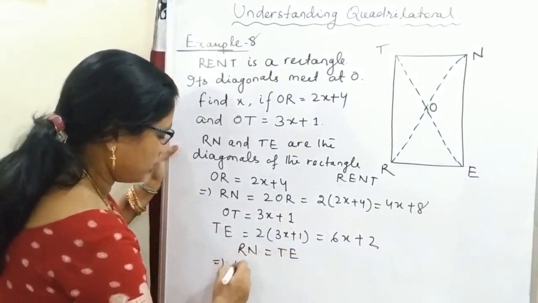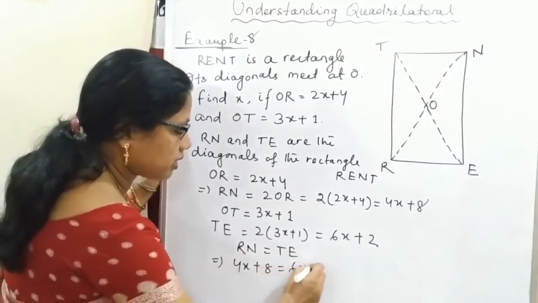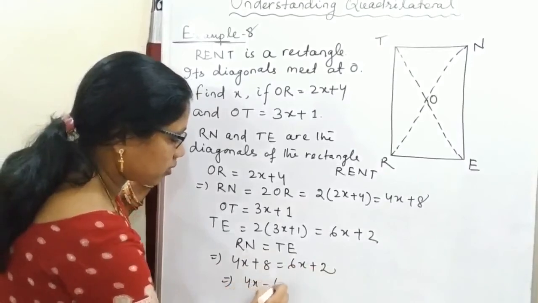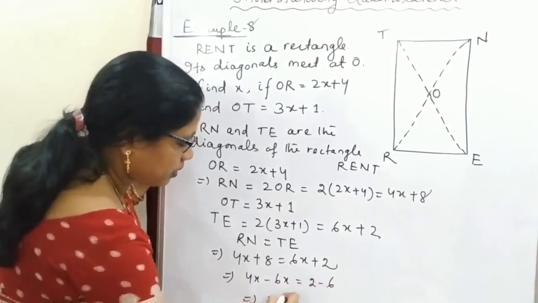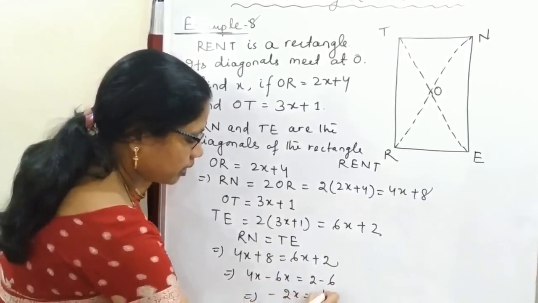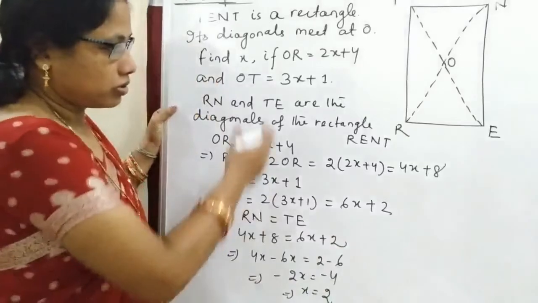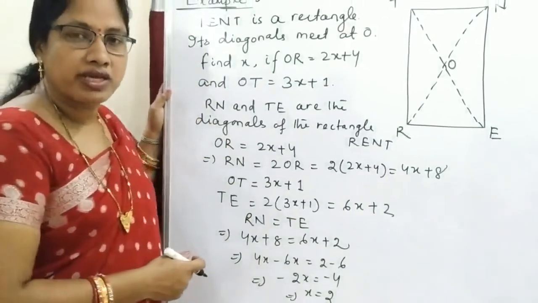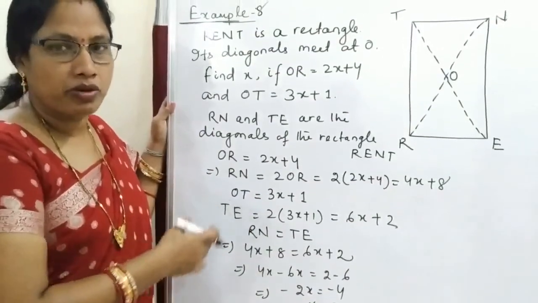So this implies 4x plus 8 is equal to 6x plus 2. So this implies 4x minus 6x is equal to 2 minus 8. This implies minus 2x is equal to minus 6, or x is equal to 3. So in this way, by using the properties of all the special types of quadrilateral, you can solve many more problems from your exercise.